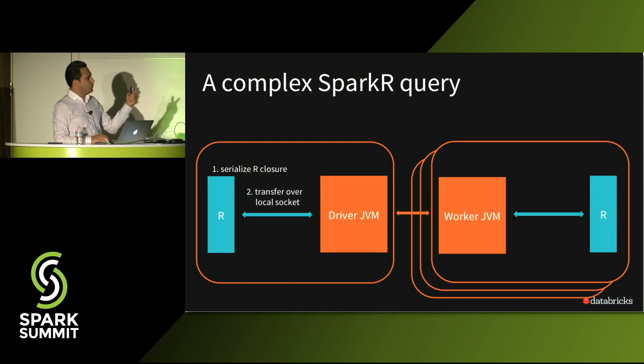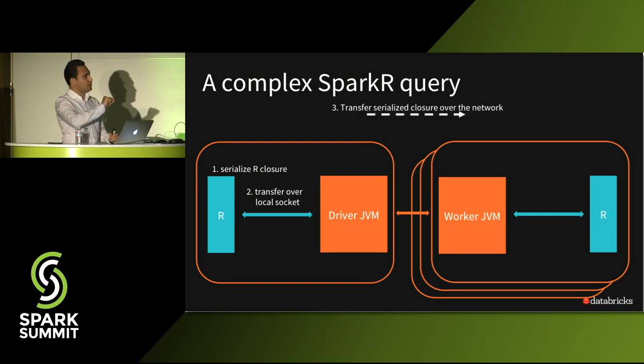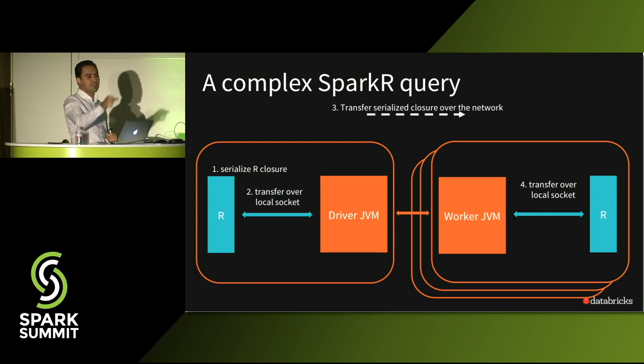It then sends it over the local socket to the driver JVM. The driver will then send it over the network to all the workers, and on the other side, the worker JVM will receive it. Then it will just grab that binary packet and send it over its local socket to an ephemeral R process. One step that I'm ignoring here is that if this R process is not already running, the JVM will launch it and then send data to it. Then the R process will deserialize that binary data that it received and execute the function.